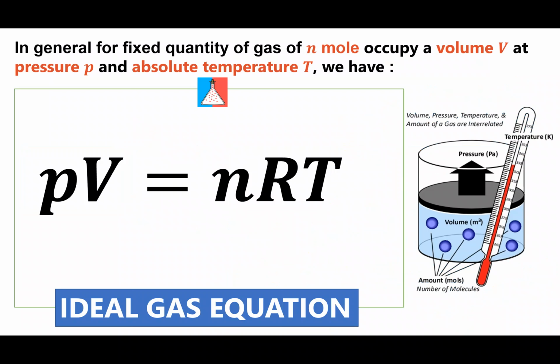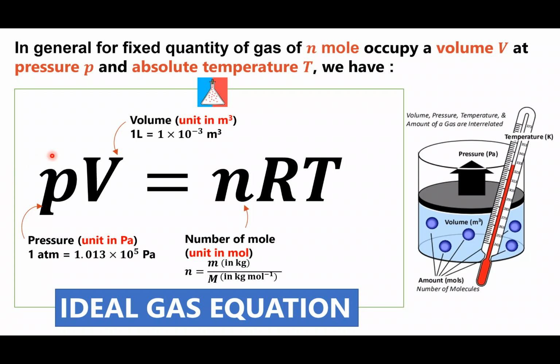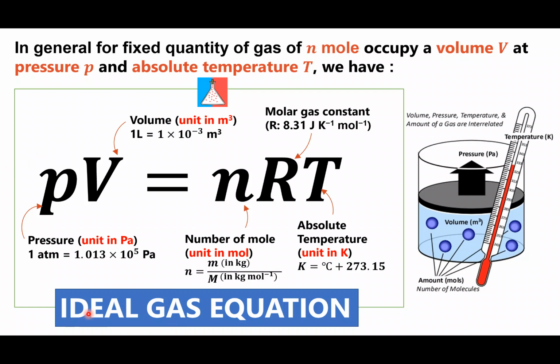Okay. So in general, for a fixed quantity of the gas, n mole occupy a volume V at pressure P and absolute temperature T, we have, so kalau you ada n mole of particle, occupy a volume V at pressure P and absolute temperature T, so you could express them using equation ini, yang kita panggil sebagai ideal gas equation. So kita ada PV, pressure darab dengan volume is equals to number of mole times dengan molar gas constant capital R darabkan dengan temperature. Tetapi you kena pastikan every quantity in ideal gas equation must be in SI unit.